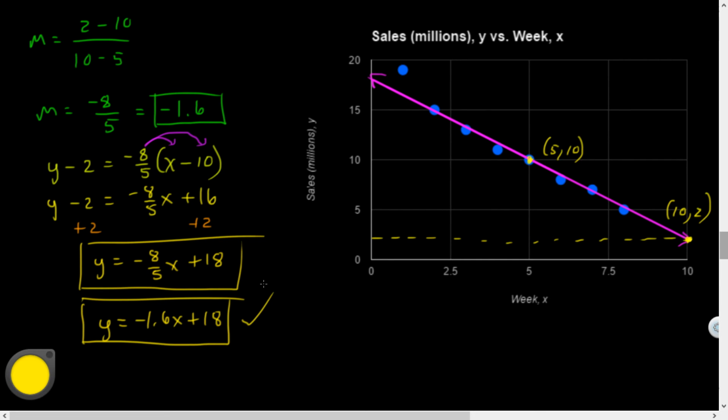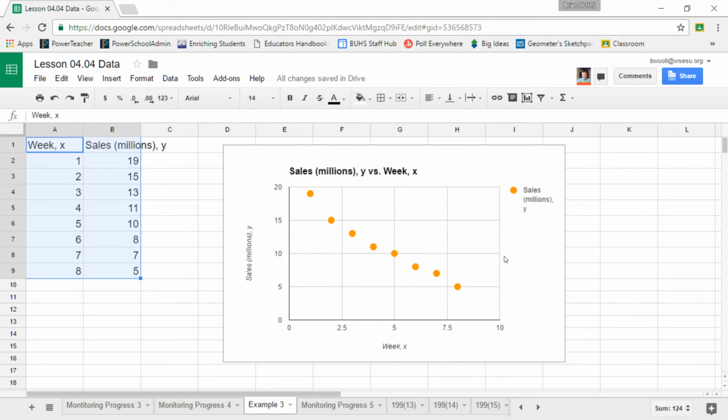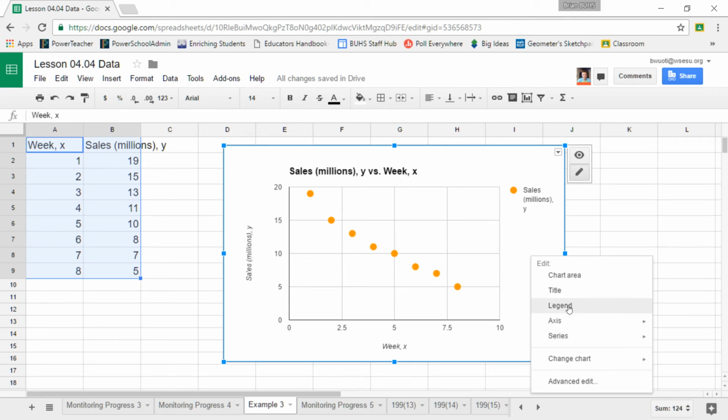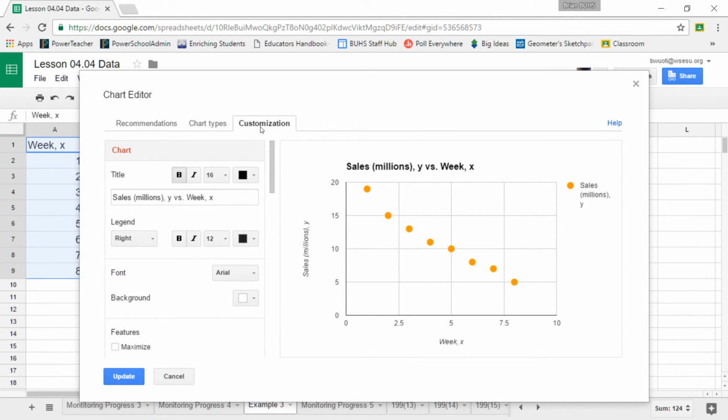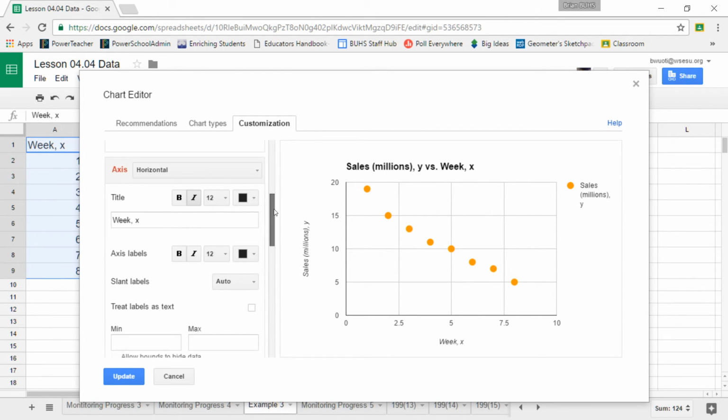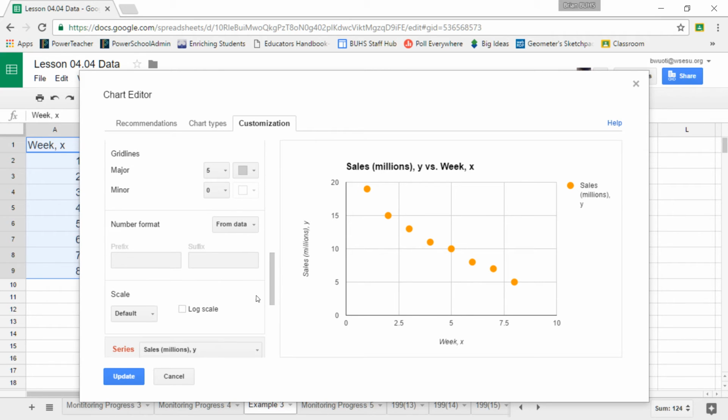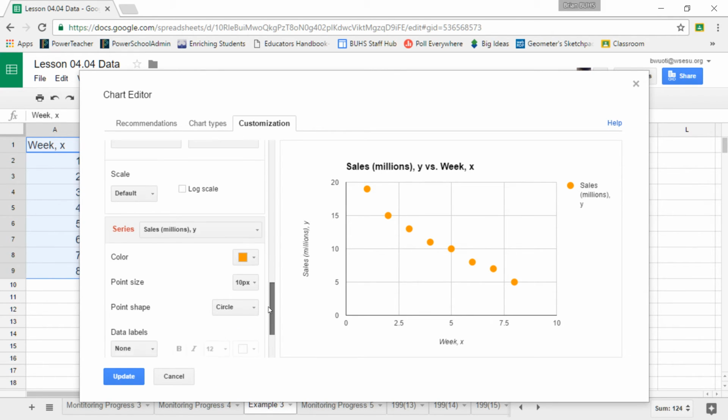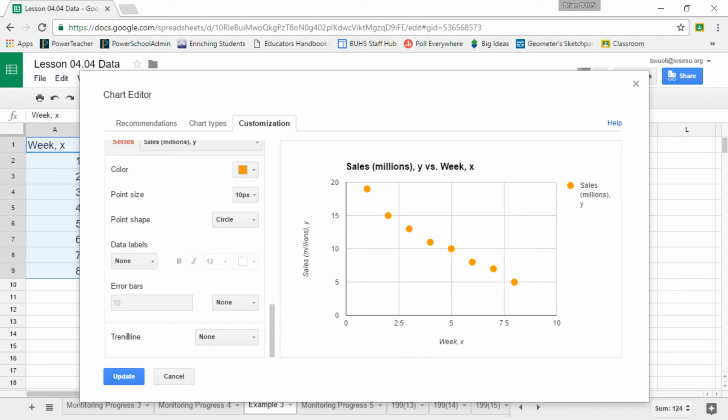So this is what I got. Let's see what the computer gets. All right. Now it's possible. So click on your chart and go to Advanced Edit. So right click on your chart, go to Advanced Edit, and under Customization, we're going to scroll all the way down. You ready? Are you with me? Did you right click on your chart? Oh, okay. It gave you the left click option as well. If you scroll all the way down, you can see trend line, and we're going to do linear.